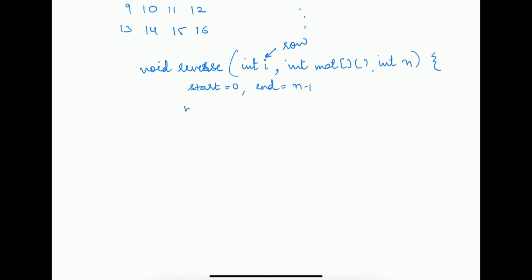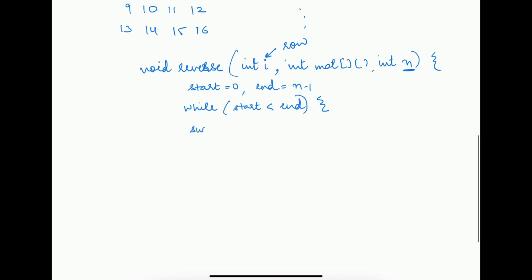We'll be having a while loop while start is less than end. Basically this boundary condition needs to be there. I am not writing boundary conditions for things like while n is greater than 0. Such things I am not writing. Please be aware, while you're writing the entire code or program, please ensure to have such boundary conditions.